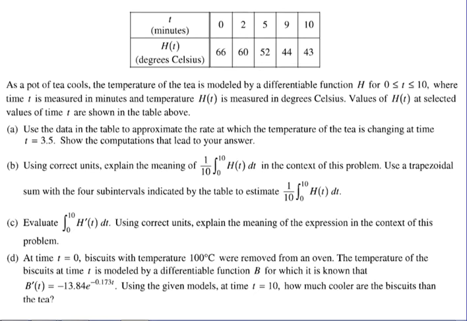Last table problem here. We're looking at a pot of tea that is cooling. It says the temperature of the tea is modeled by the differentiable function h(t) for t between 0 and 10. The temperature is measured in Celsius. A, use the data in the table to approximate the rate at which the temperature of the tea is changing at time t equals 3.5.